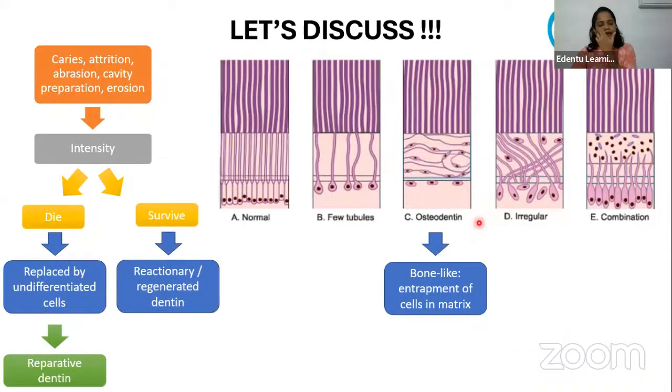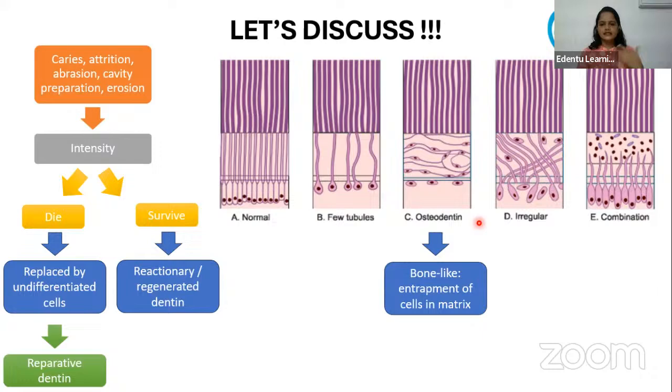Like I had already mentioned, in case of caries, attrition, abrasion, erosion, or cavity preparation, there will be an offending agent that is attacking the dentine and the pulp.